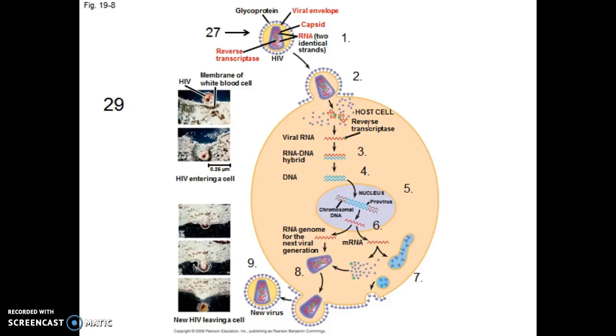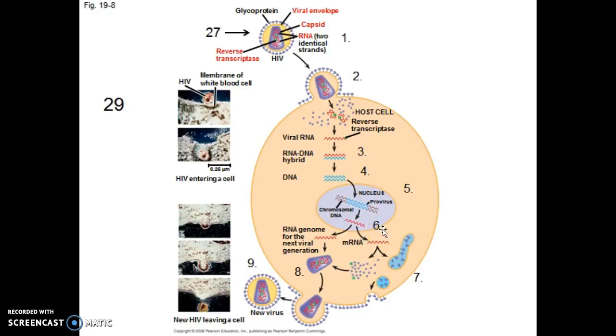So reverse transcriptase actually does a couple things. It copies the RNA strand into a DNA strand, and then it copies that copied DNA strand into a second complementary DNA strand. So that's step 4, reverse transcriptase making a second copy of that DNA. Step 5, we have the DNA now being inserted into a chromosome, the DNA of a chromosome, as a provirus. So that's step 5, the insertion of the DNA into a chromosome as a provirus.